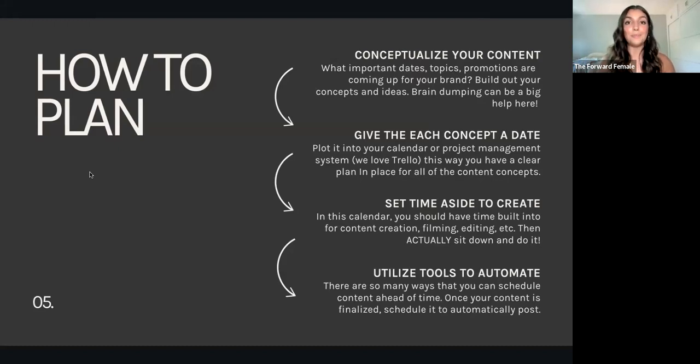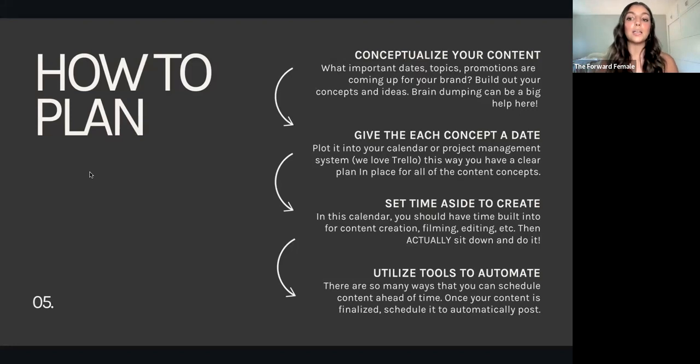When you give it a date, it becomes more set in stone, and it's not just, okay, I have this idea and I'll get to it. Give it a date right away. That way, I have to have it done by this date, and I have this full 2-month plan ahead of me, and I have to have all of these things created by their due dates. So plot it out into your calendar or your project management system. We love Trello, which I will share as well. That way you have a clear plan in place for all of your content concepts.